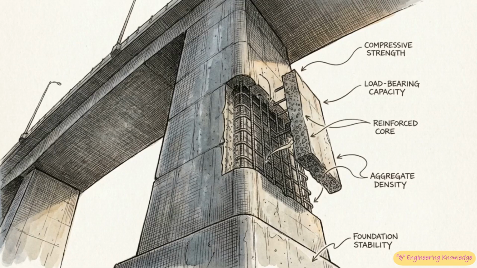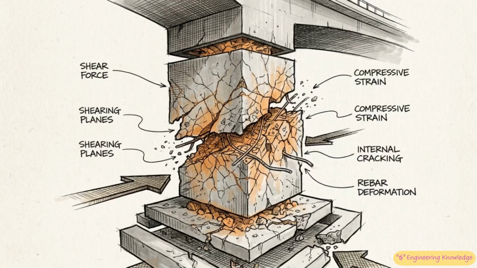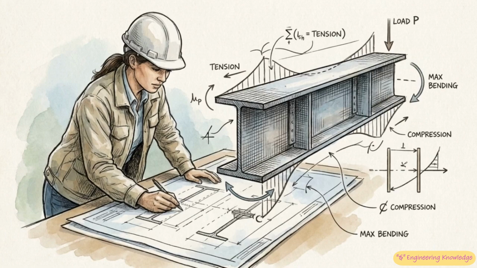Absolute rigidity is an illusion. Every material in the physical world deforms when it is pushed or pulled. To understand how materials behave, engineers use two concepts.